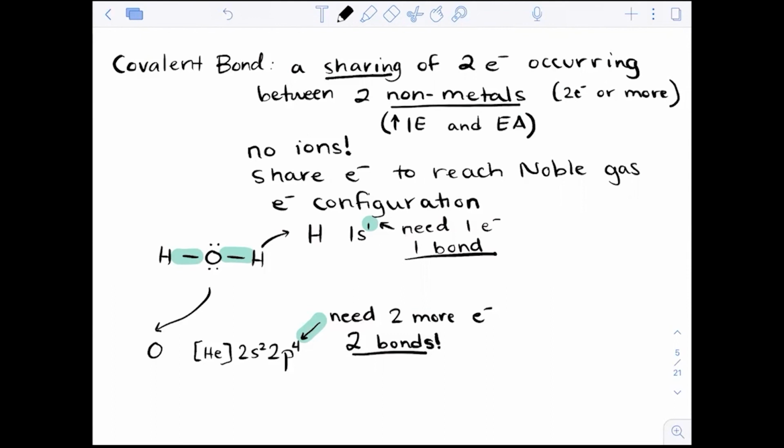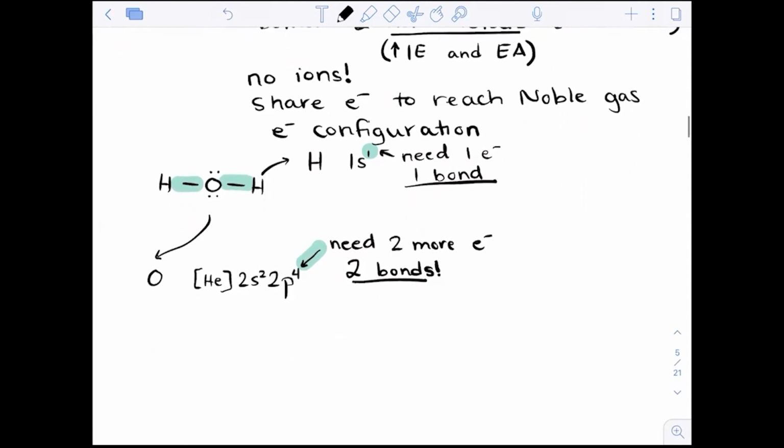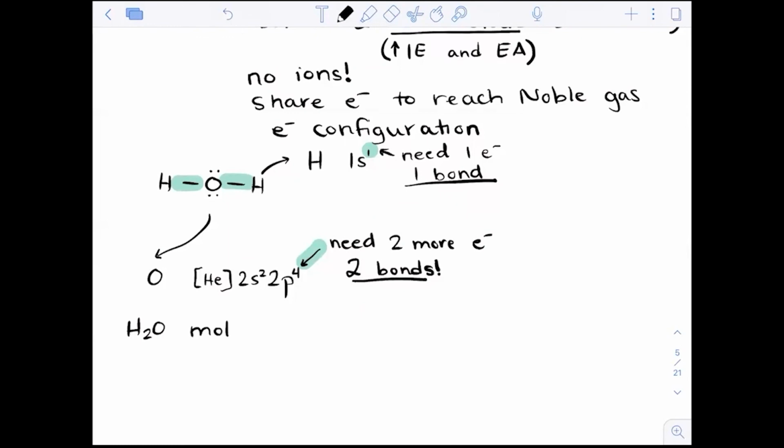All right, for a covalent molecule like H2O, this is not called a formula unit. This is called a molecular formula. Why it's called something else is because it's an actual number of atoms in the molecule.